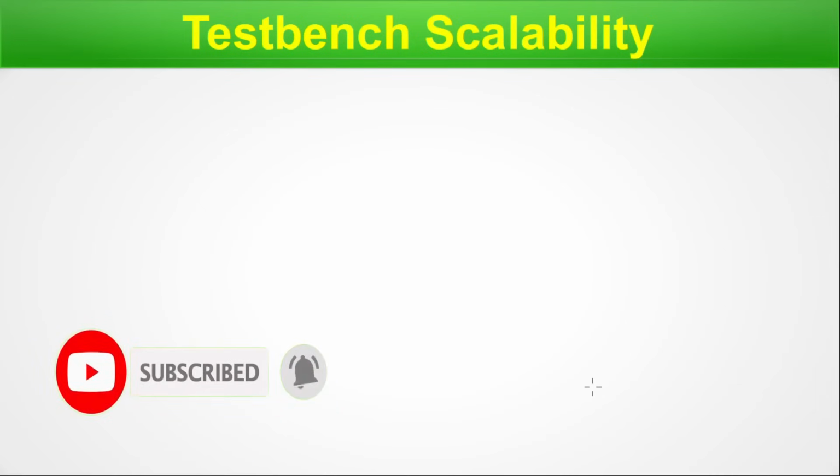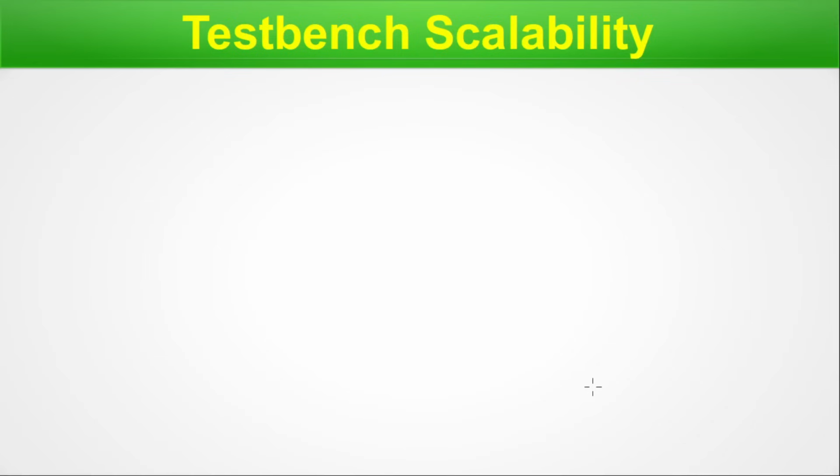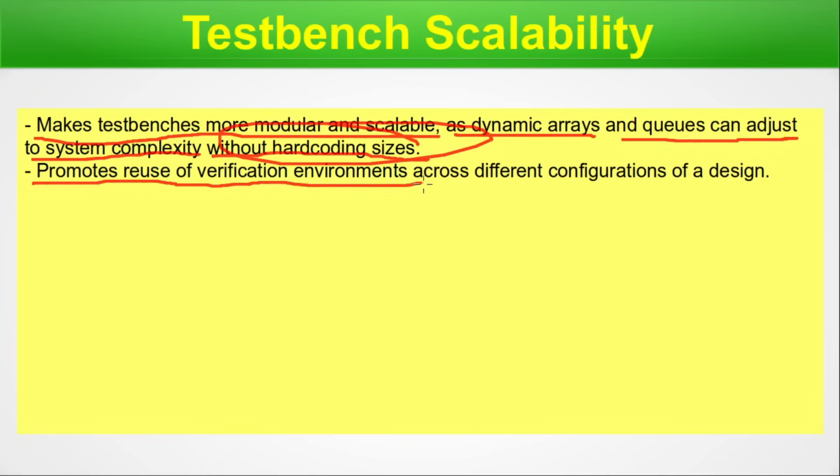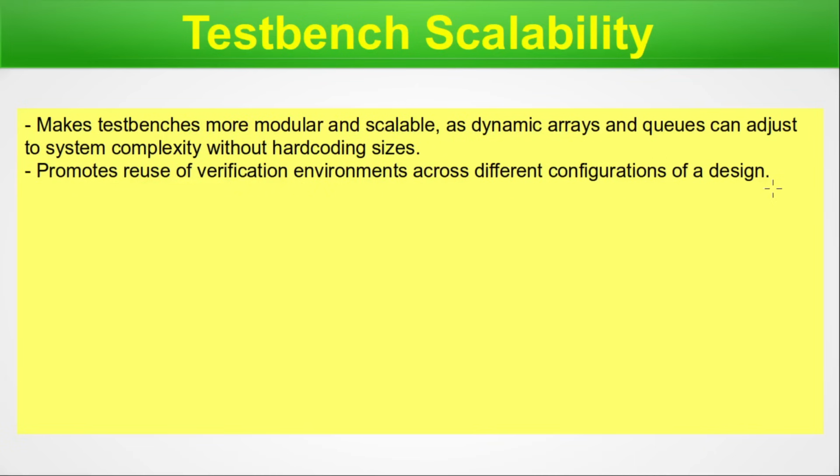Testbench scalability. Dynamic memory allocation promotes scalability by making testbenches modular. Instead of fixing sizes, arrays and queues can expand with system complexity. So it helps in making testbenches more modular and scalable, as dynamic arrays and queues can adjust to the system complexity without hard coding the sizes. We do not hard code, we make it flexible. Thus it promotes reuse of verification environments across different configurations of a design. So we have variants of a design, and we can vary dynamically.